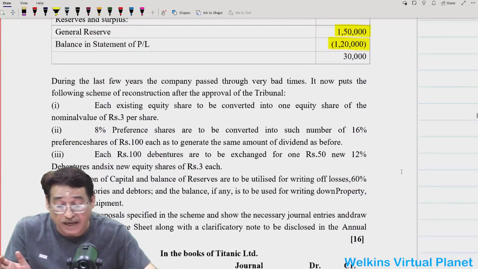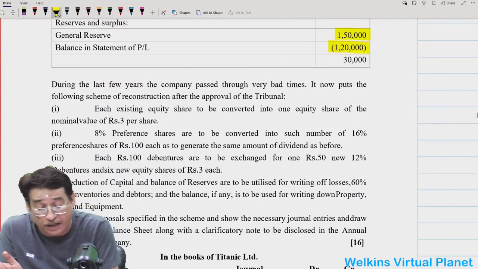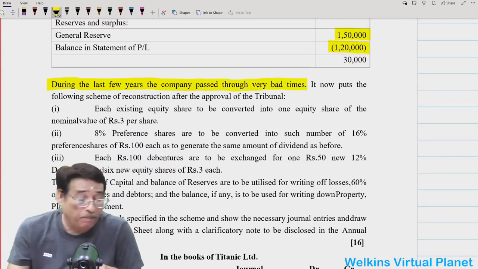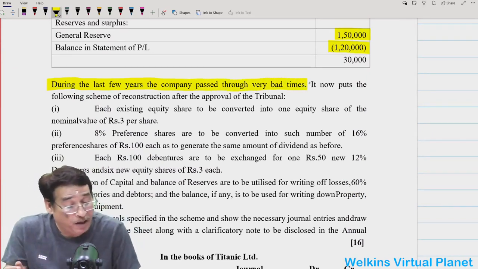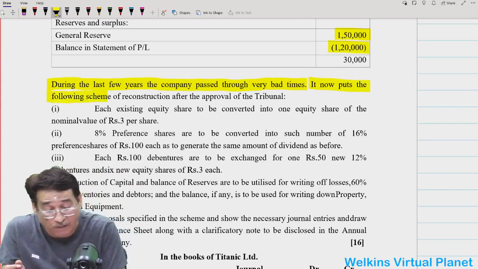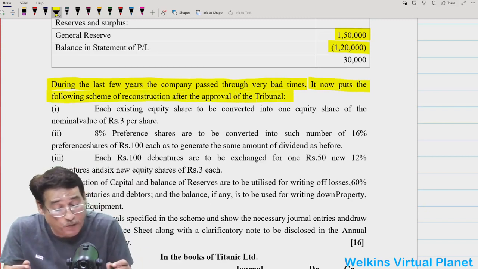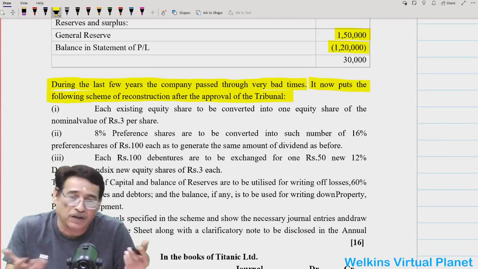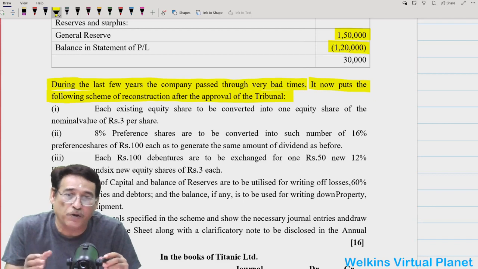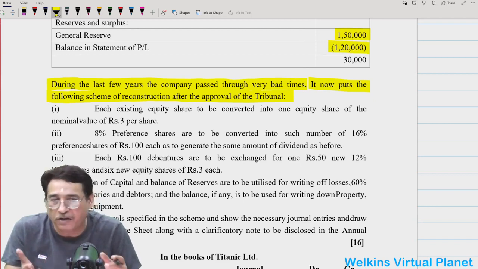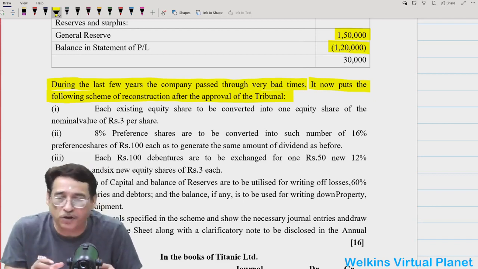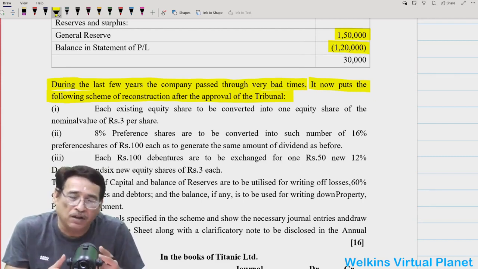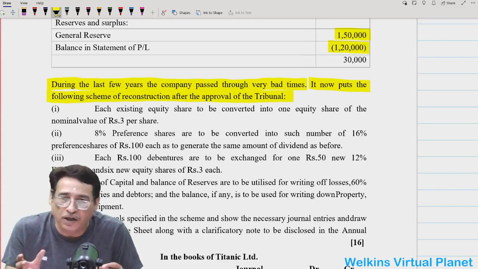Now, besides that, question also states that during the last few years, the company is passing through a very critical time, bad time, and it now puts the following scheme of reconstruction after the approval of tribunal. So after the approval of the court, we have decided to go for a scheme of reconstruction because right now we are passing through very bad time. That means our financial position is not very strong and we are virtually in a mess. And rather, there is a complete financial crisis.